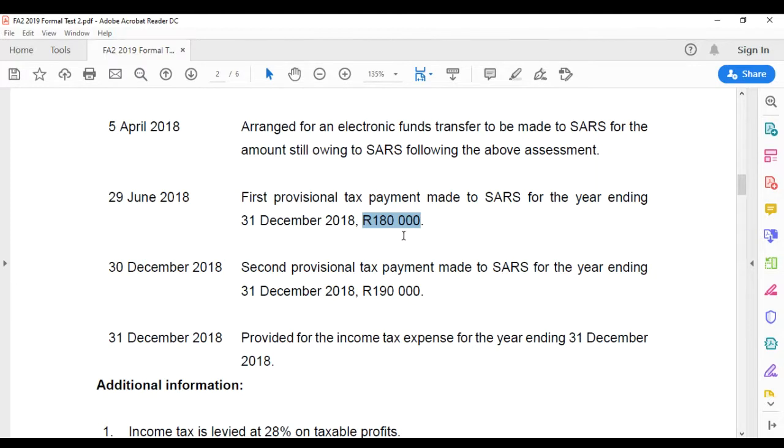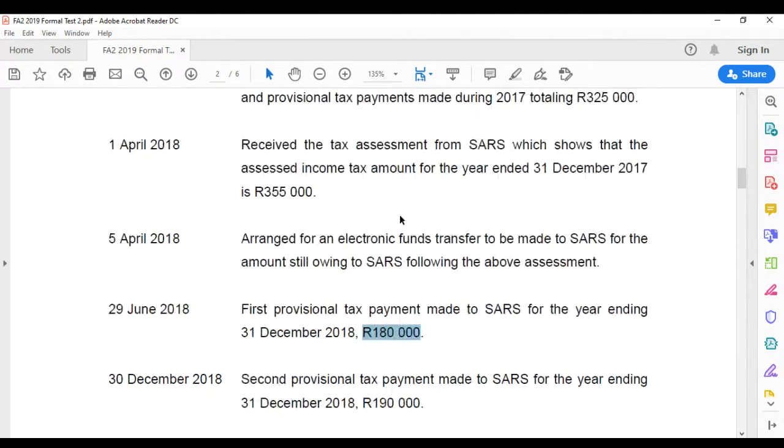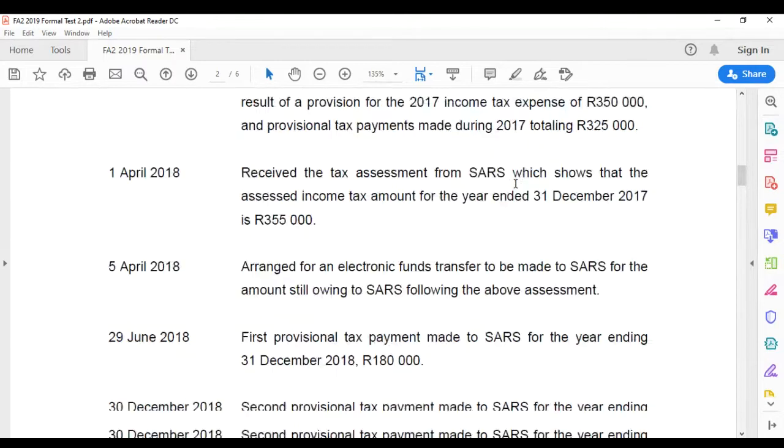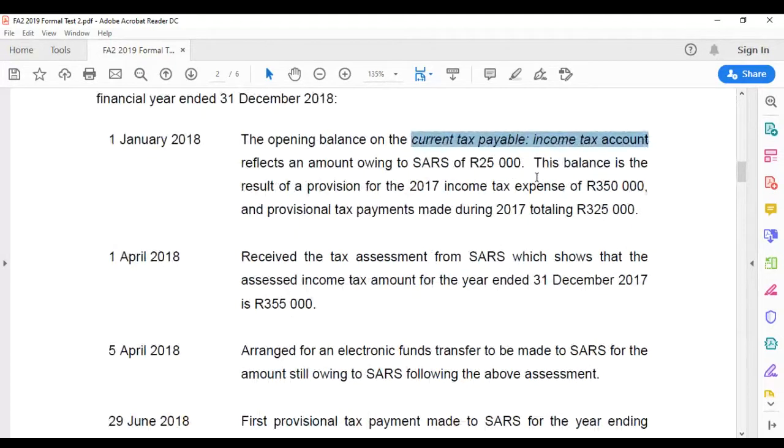What is that account called? It is our current tax payable, or current tax payable colon income tax account, or current tax receivable if it's a debit balance. Okay, so we're going to debit that account. We've made a payment, ladies and gentlemen. What is going to be your contra account? I need you to type this for me. If you make that payment, are you going to then credit an account called first provisional payment or something like that? Or what is your contra account? There you go, Benedicte.